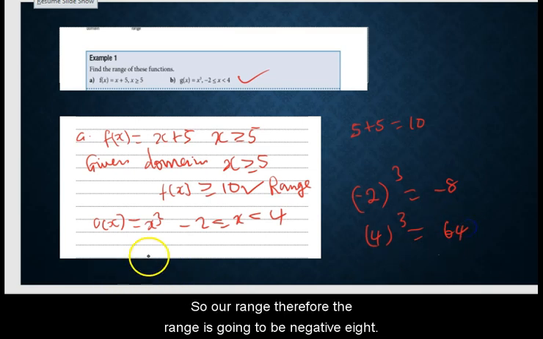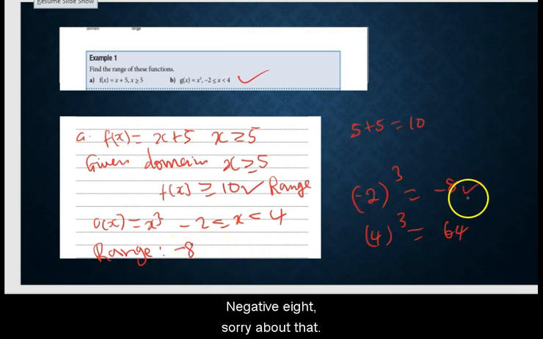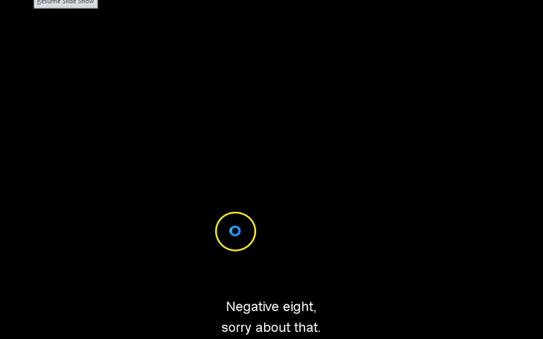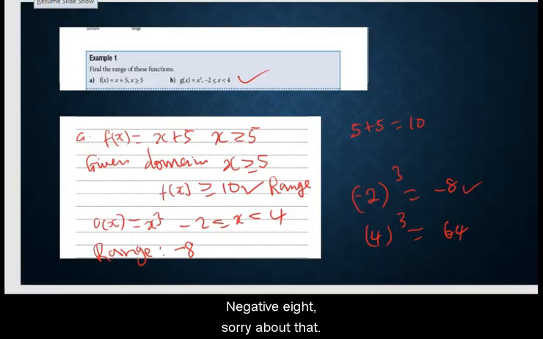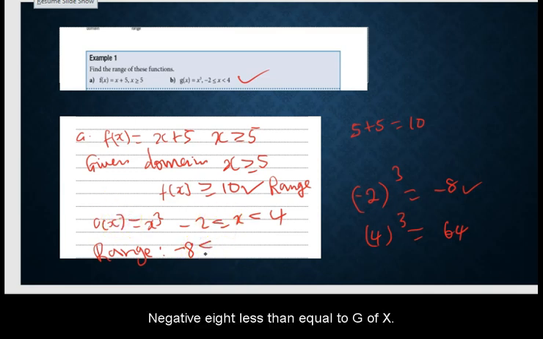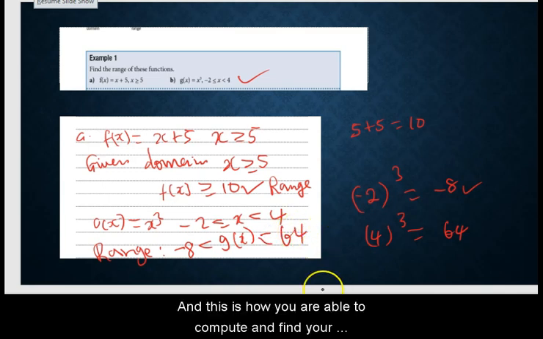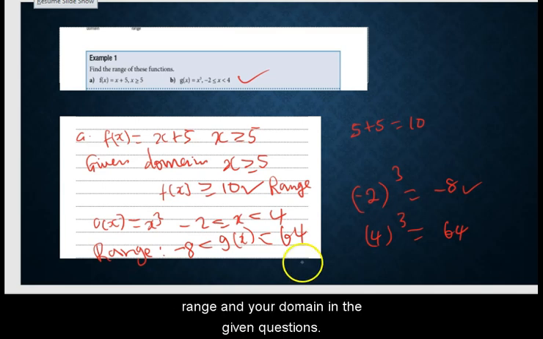So our range, therefore, is going to be -8 less than or equal to g of x, g of x less than 64. And this is how you are able to compute and find your range and your domain in the given questions.